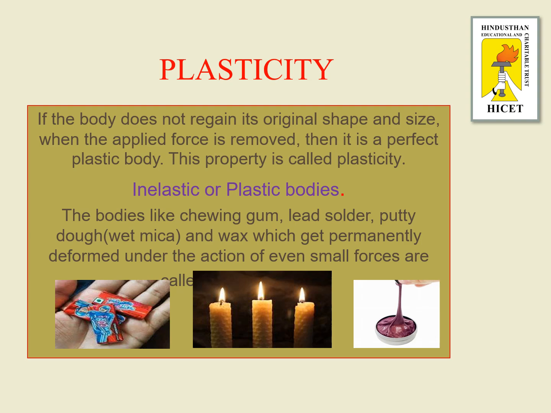If the body does not regain its original shape and size when the applied force is removed, then it is a perfect plastic body. This property is called plasticity. Inelastic or plastic bodies, examples are bodies like chewing gum, lead solder, putty, that is wet mica, and wax, which get permanently deformed under the action of even small forces, are called plastic bodies.